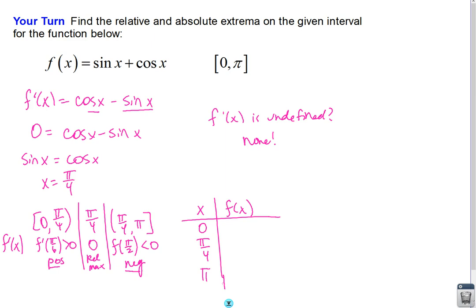So going back to my original function, sine of 0 is 0, cosine of 0 is 1, so that's 1. Sine of pi over 4 is root 2 over 2 plus cosine of pi over 4, which is also root 2 over 2. So root 2 over 2 plus root 2 over 2 is 2 root 2 over 2, which is just root 2. And then sine of pi again was 0, cosine of pi is negative 1, so negative 1 here.